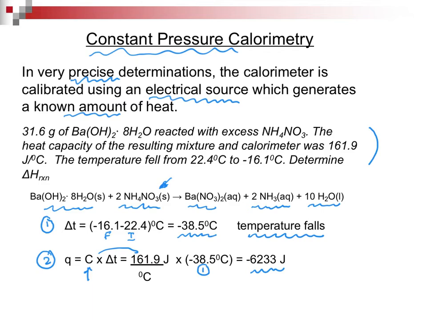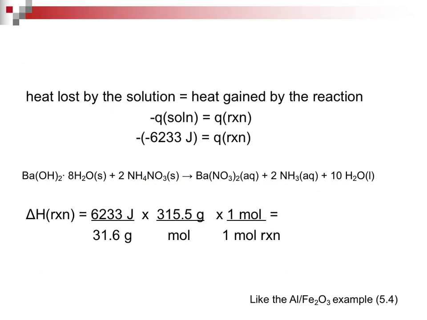Now, the second step we're going to show for this is identical to what we did with our aluminum and iron oxide earlier in this example. So I back up just a little bit. I said, well, the heat lost by the solution, that would be the minus 6233, is going to be equal to the heat gained by the reaction. That means that we will have a positive number for our delta H of reaction. I wrote the equation above it.